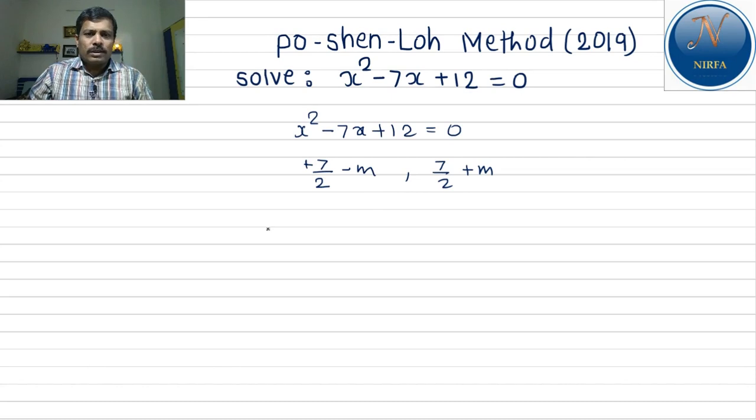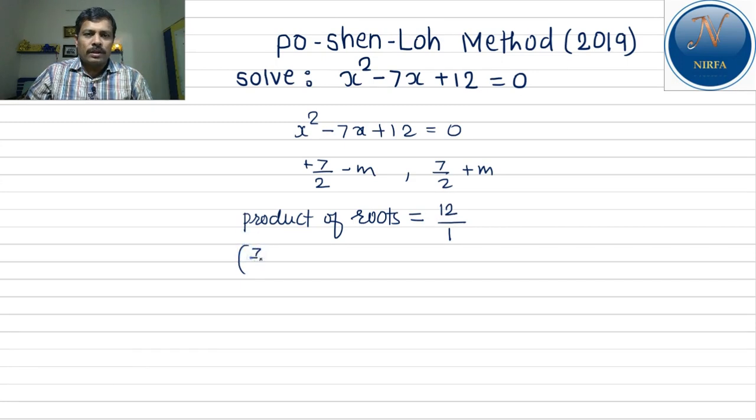Now what they propose, we know the relation between the coefficients of the quadratic equation and the zeros of the quadratic equation. What is the product of roots? Product of roots is equal to the constant term divided by the coefficient of x square. These are the roots and therefore their product should be equal to 12.